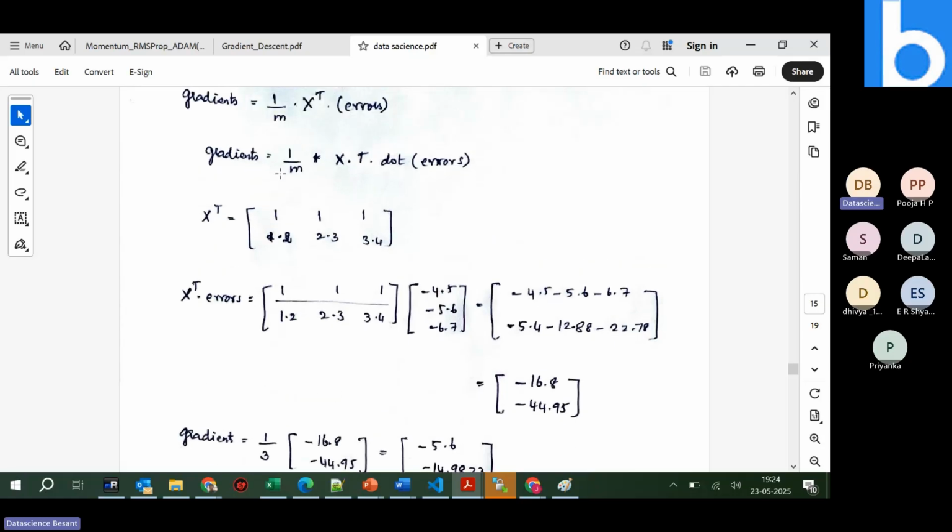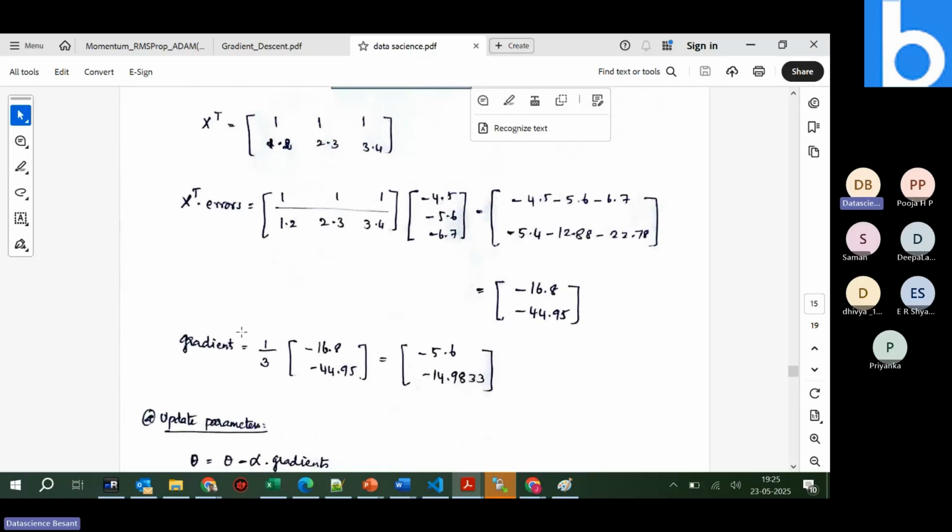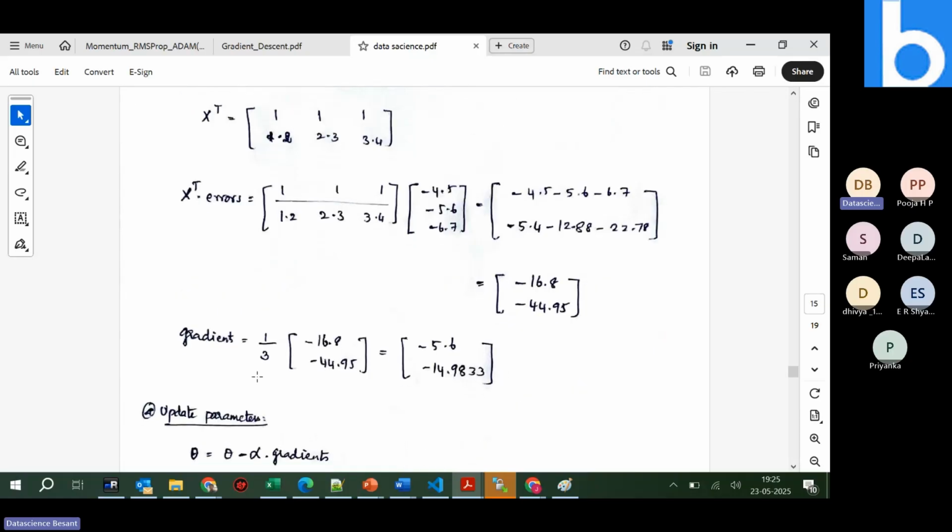So the formula has 1 over m. We only calculated this part, if you know. So now I have to bring this concept here. So 1 over m, where m is 3, which you calculated previously. And this value. So what I will do is divide 16.8 by 3 and 44.95 by 3. So after division, I'm getting this answer.